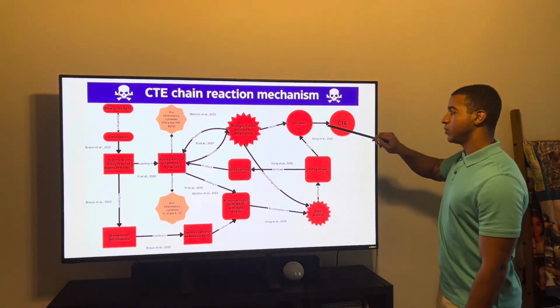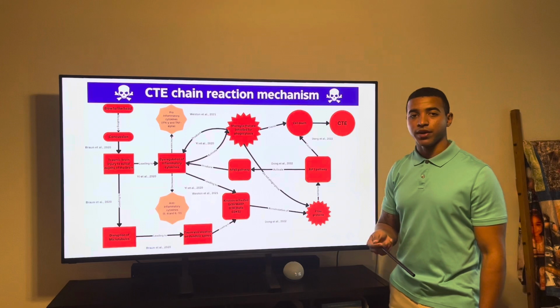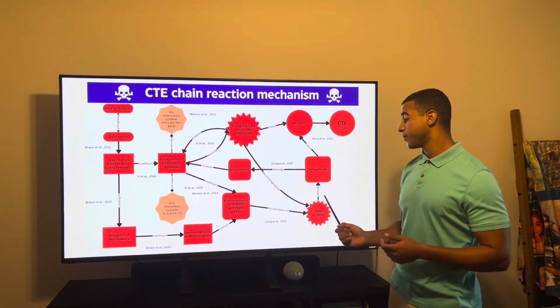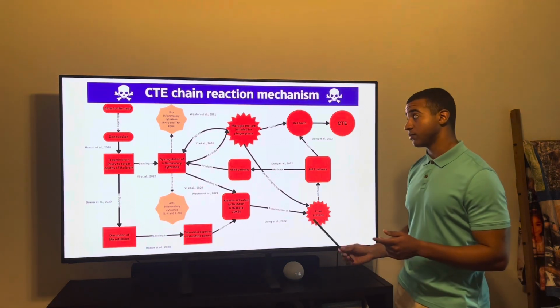And the cell death will lead to CTE, which is the atrophy of the brain, basically from accumulation of p-tau and neurofibrillary tangles of p-tau.